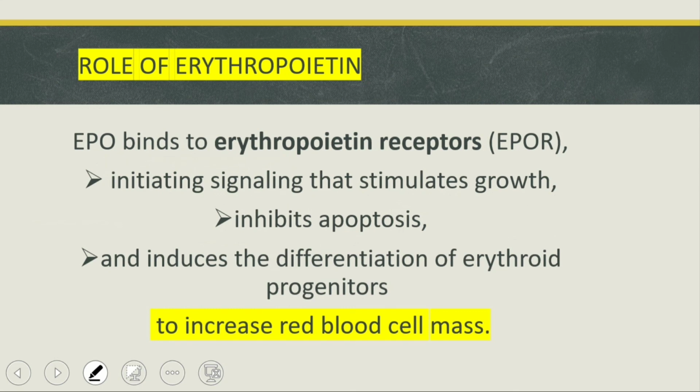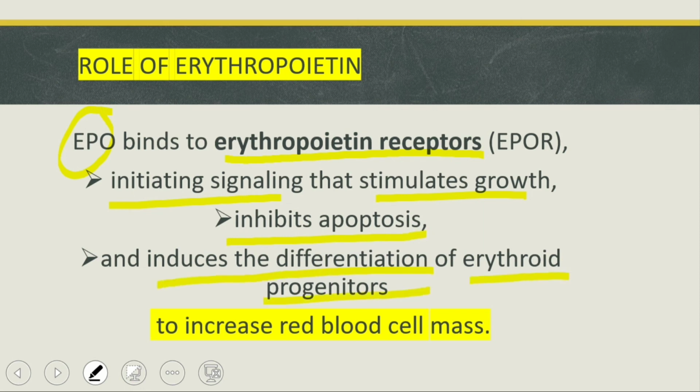Here's the summary of all that we have studied. EPO is a hormone released by the kidney by peritubular cells when there is low oxygen concentration, and it binds to the erythropoietin receptors, initiates signals that stimulate growth, inhibit apoptosis, and induce the differentiation of erythroid progenitors. And as a result, it increases the red blood cell mass.